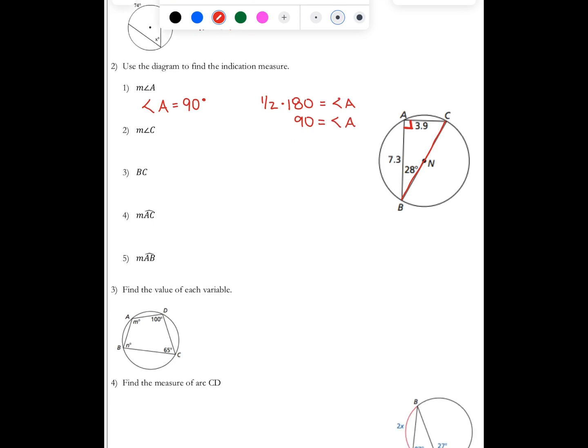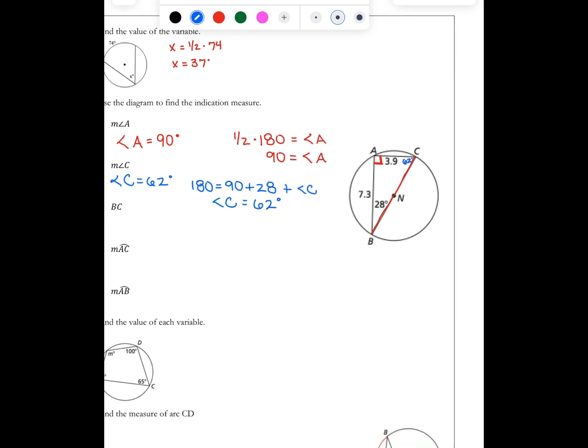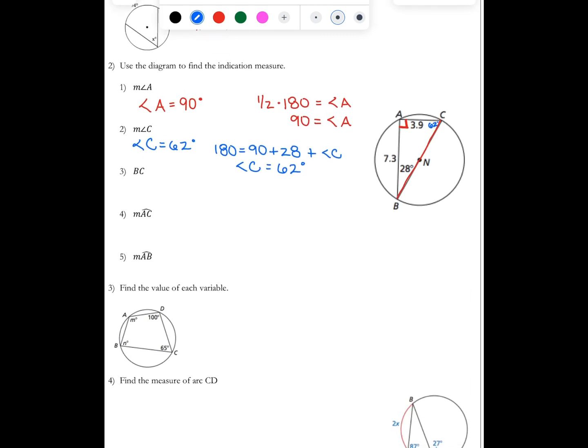Angle C, we know that all of the angles in a triangle add up to 180 degrees. So we need 90, which is our angle A, plus 28, which is our angle B, plus angle C must be equal to 180 degrees. If you do the math on that, you will get that angle C is equal to 62 degrees. So we can go ahead and label that on our circle. Now we need the length of BC.